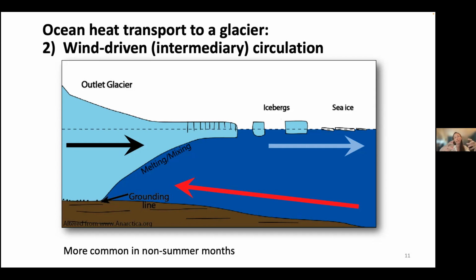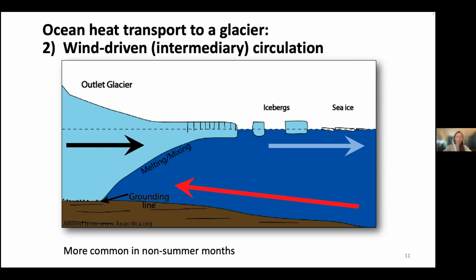So it's not really clear how much heat, how much Atlantic water that actually brings to the glacier front. But it flushes the fjord and pushes about an order of magnitude more water into these areas than the glacier-driven circulation. So it can potentially move a ton of heat towards the glacier. And this is most common in non-summer months when we have higher winds.